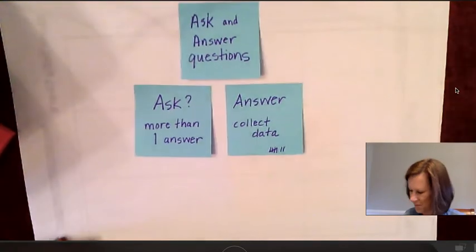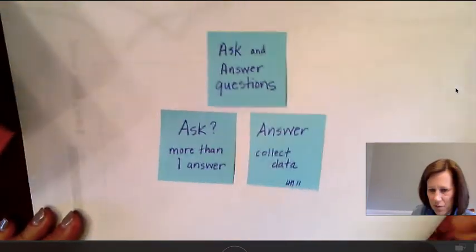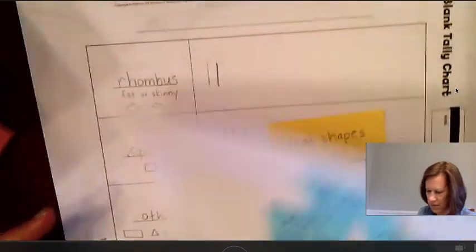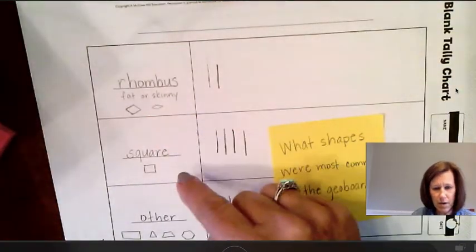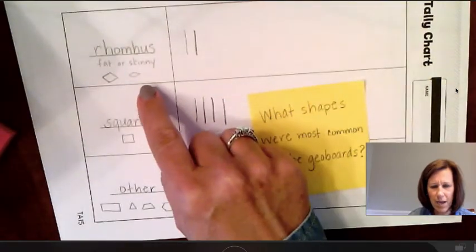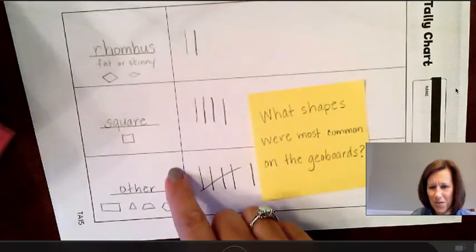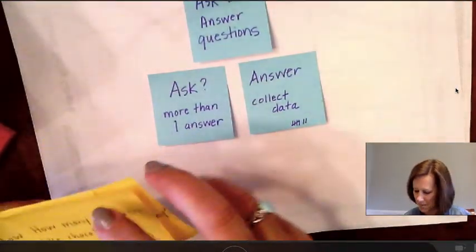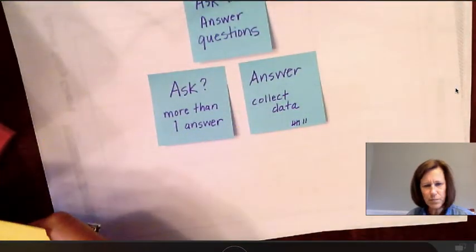I know. We could record our information so that instead of it saying rhombus and square and other, it would say, what's your favorite sport? And we would write football, soccer, or other. Did you think of that? It would work.